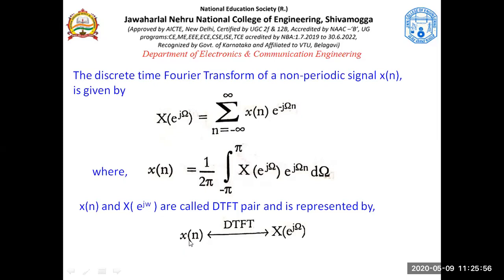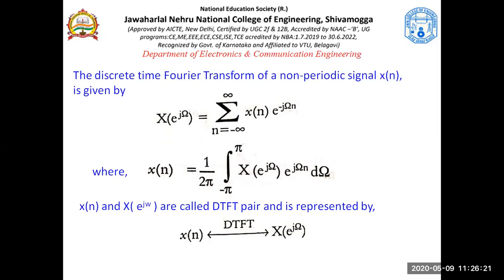Understand that point? So x of n is in time domain, X(e^jω) is in frequency domain. And what can this frequency domain signal also be referred to as? Even in Fourier series, we saw that the frequency domain signal was being referred to as the Fourier series coefficients, or in other words, its spectrum.